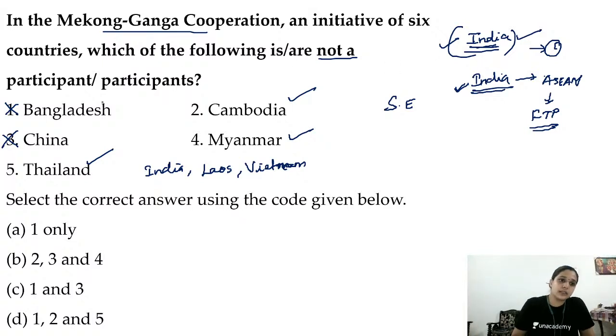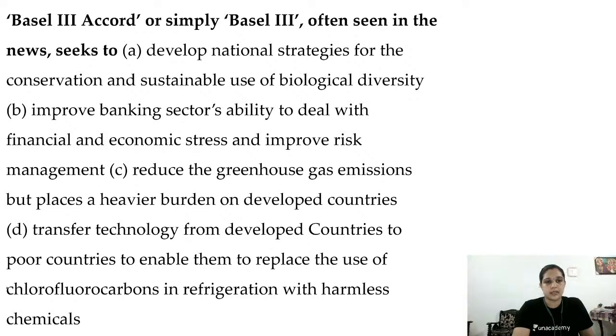But now we should concentrate on China also, because China is a very big threat to India. So we should concentrate on India also. You understand? So in that, Thailand, Cambodia and Myanmar is the answer, but here they're asking not. So 1 and 3 only is the answer. Option is C. Clear?